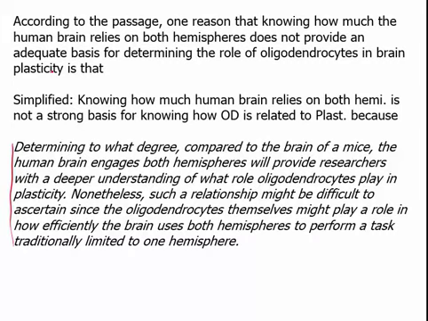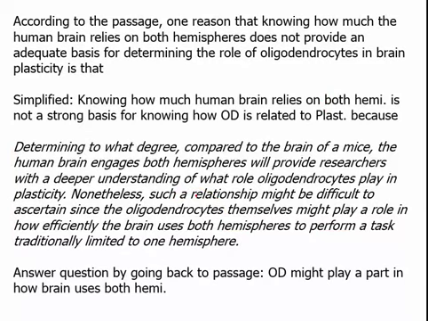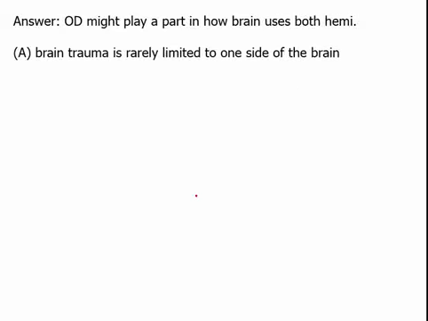And so we can't say, oh, well, if we know the hemispheres are involved this much, let's say 40%, in plasticity, the rest must be oligodendrocytes or ODs. If there's an overlap there, meaning that for both hemispheres to perform this task, they actually rely on OD, then it's difficult to use OD to determine plasticity. So therefore, our answer to the question is: OD might play a part in how the brain uses both hemispheres. We go through the answer choices now, starting with A.